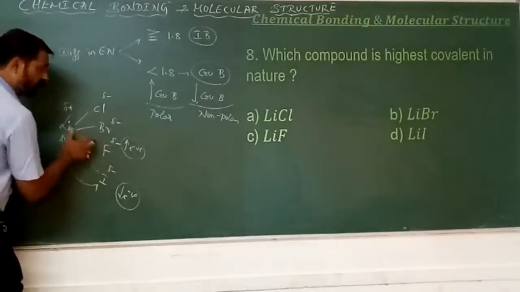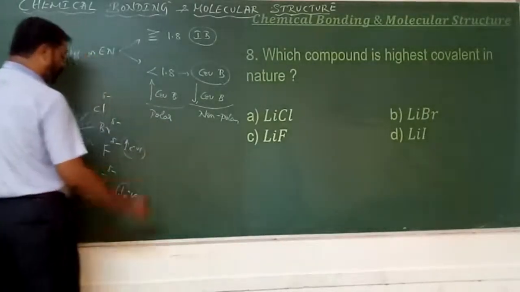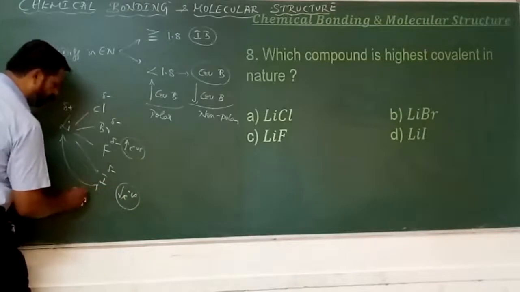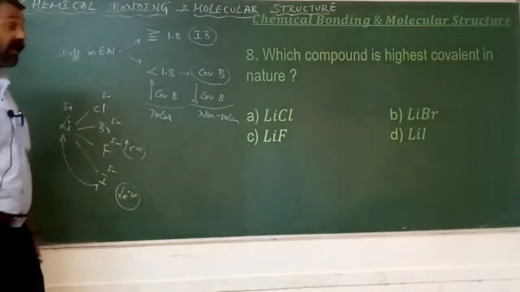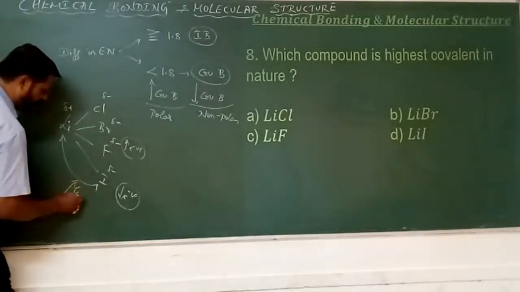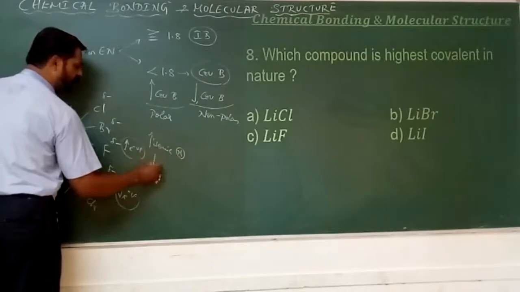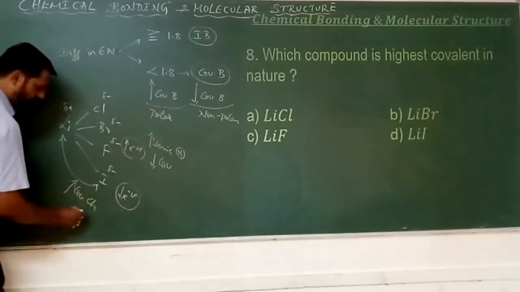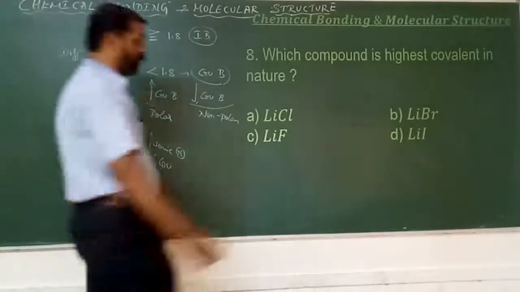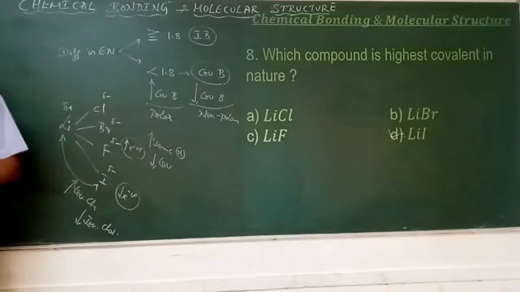The more the difference in electronegativity, the more is the ionic character. The lesser the difference, the more is the covalent character. On that basis, this has the highest covalent character, and this has the highest ionic character. Highest ionic character indirectly means the lowest covalent character. Therefore, the option here is lithium iodide, which is going to have the highest covalent nature.